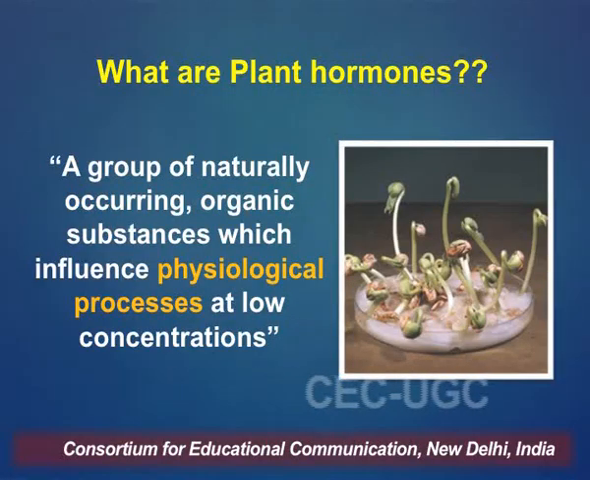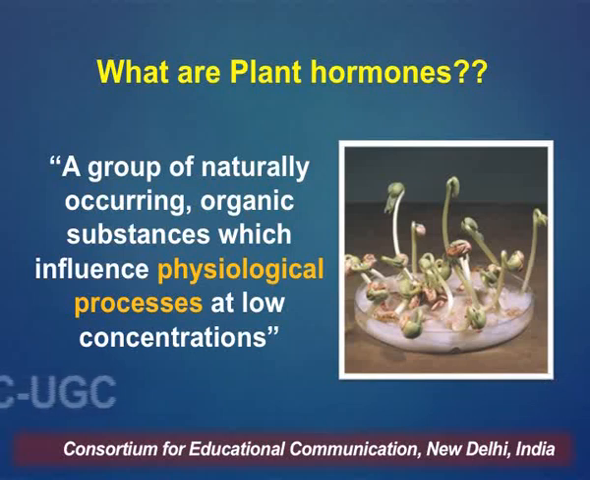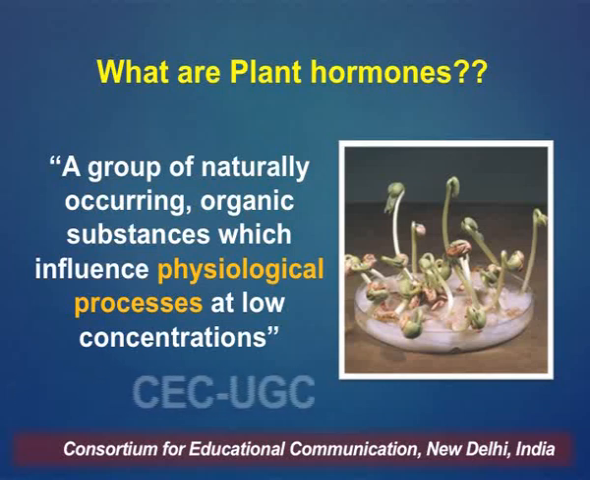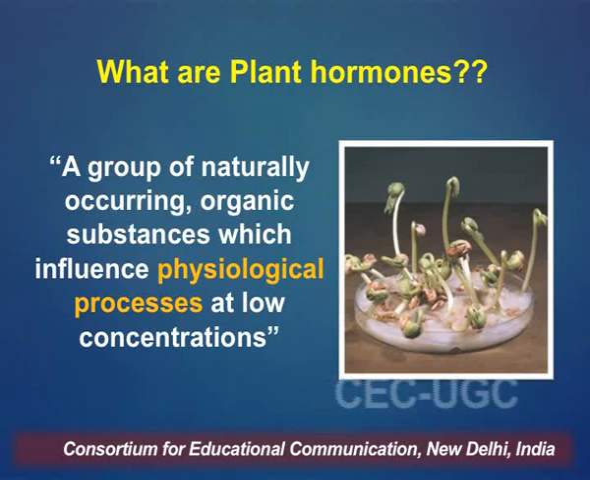Another term, phytohormones, was also given, but this was not widely accepted. As of today, plant hormone as well as plant growth regulator are the two most widely used and accepted terms, and they are used interchangeably. So in this lecture series, I'll be using the term plant hormones. So what are these chemicals that are termed as plant hormones? These are a group of naturally occurring organic substances which influence physiological processes.